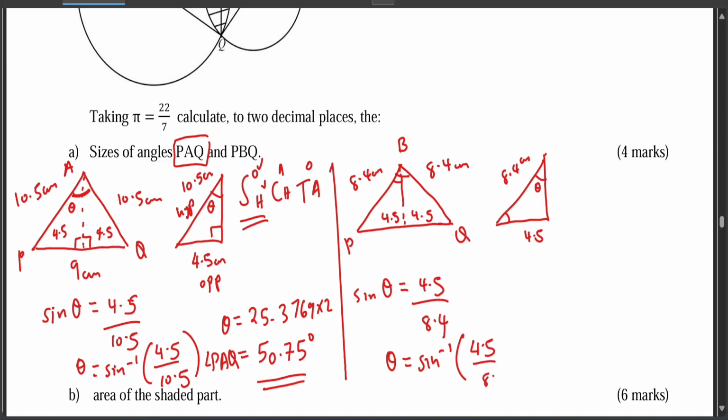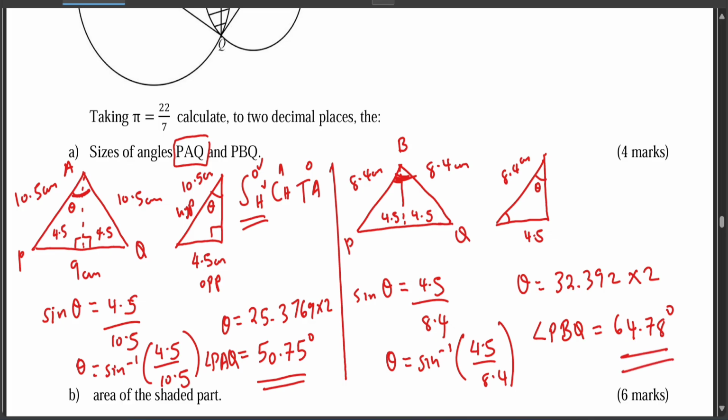So bado you divide these two, then look for its sine inverse. So what will theta be? 4.5 divided by 8.4, sine inverse of that is 32.392 there. But now you're looking for PBQ, the whole of PBQ will be times 2. So angle PBQ will be equal to 64.78 degrees to 2 decimal places. So now those are 4 marks for free that you've already got.